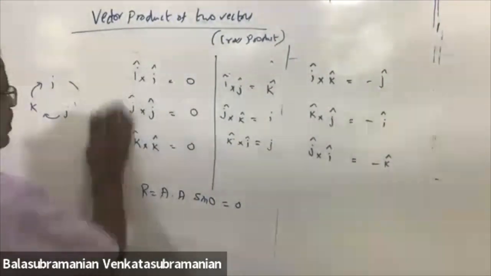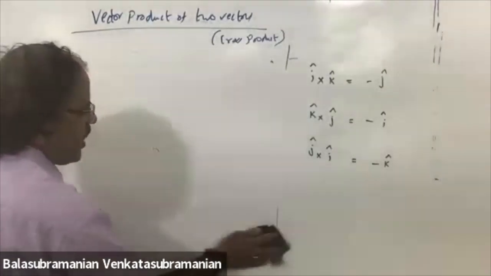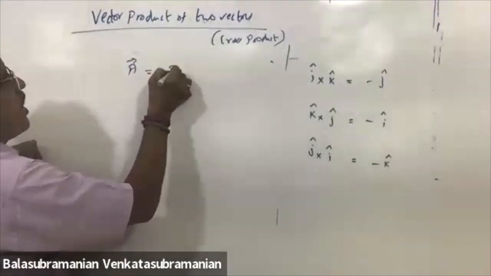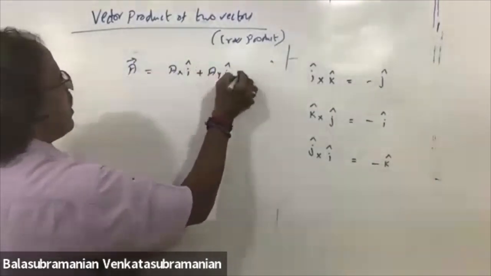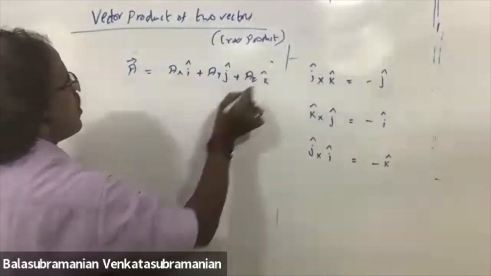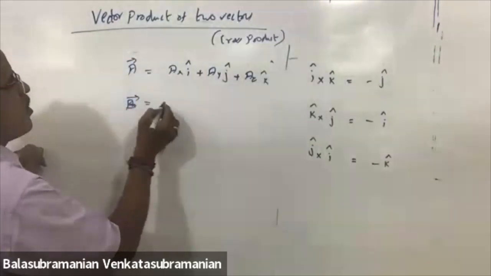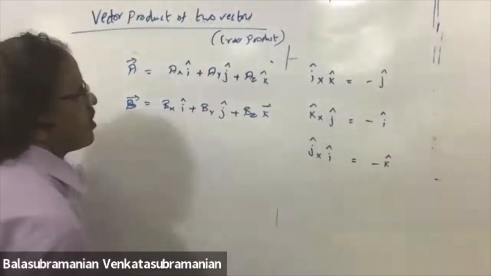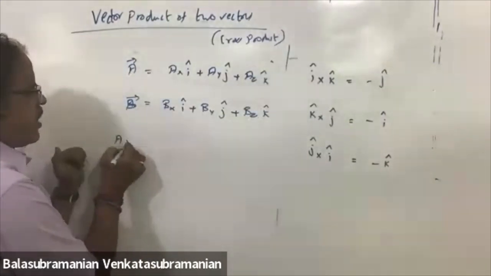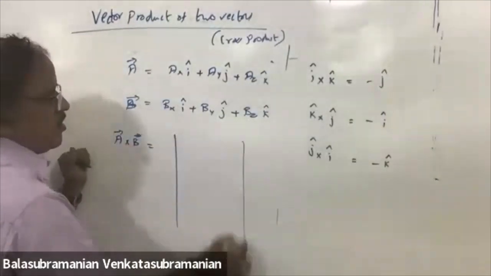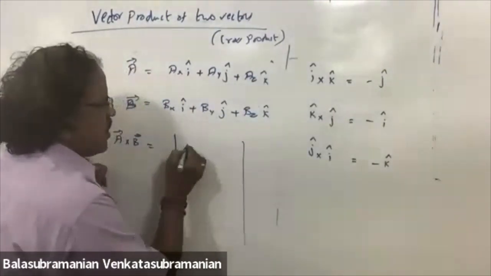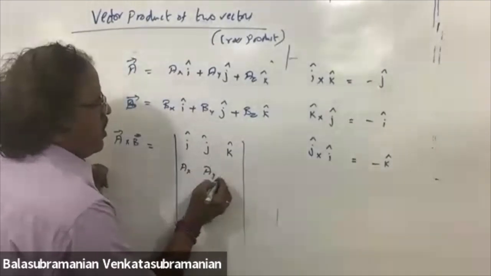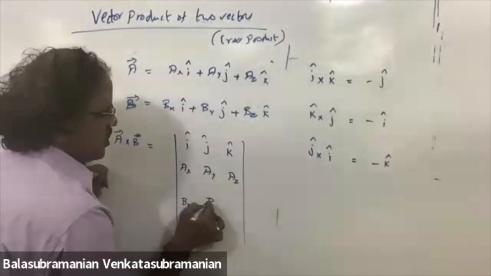Sir, I want to write A cross B, like scalar product of two vectors. How will you write? A is equal to AX I plus AY J plus AZ K. B vector is BX I plus BY J plus BZ K. A cross B, I want to calculate. Determinant, with I, J, K in the first row, AX, AY, AZ in the second row, BX, BY, BZ in the third.